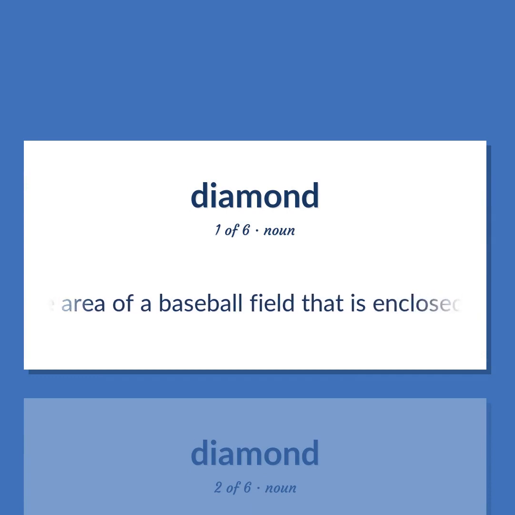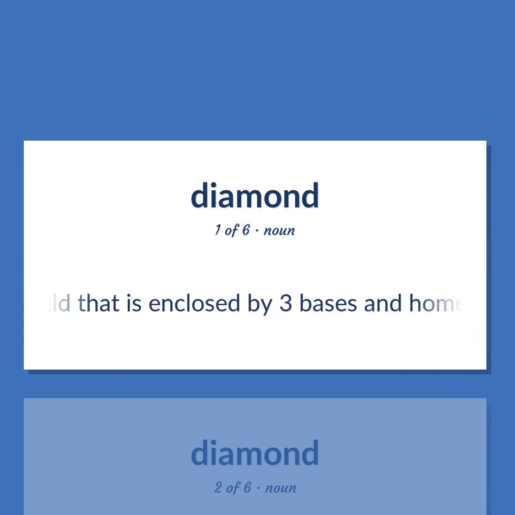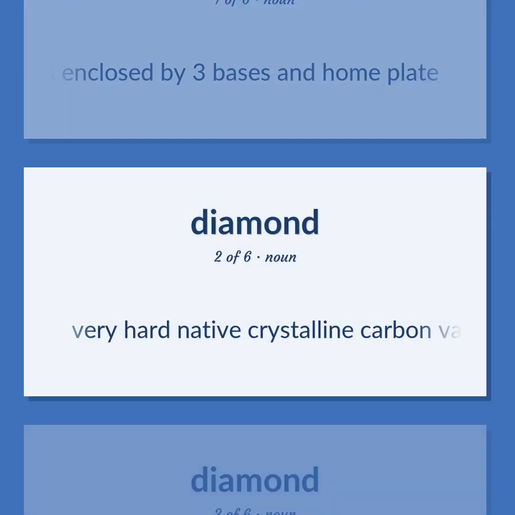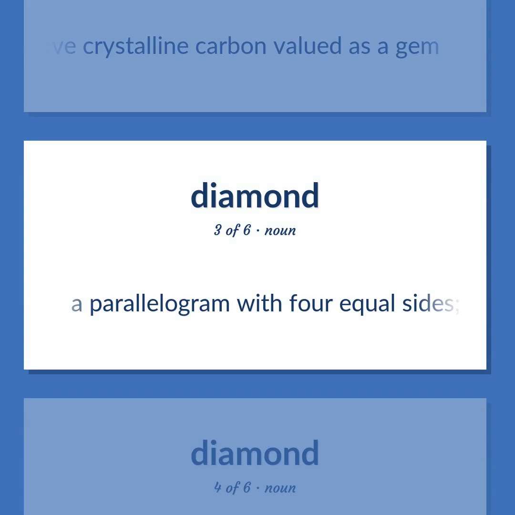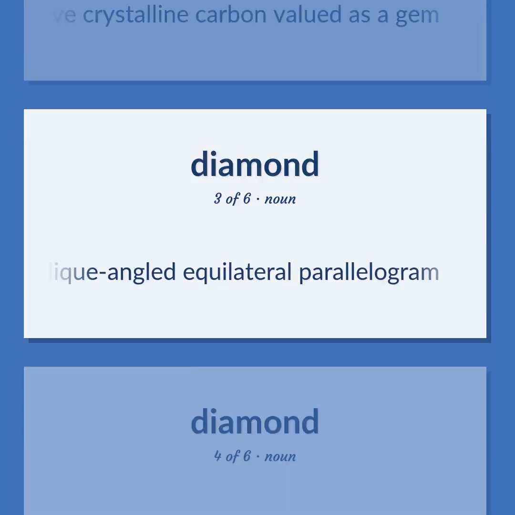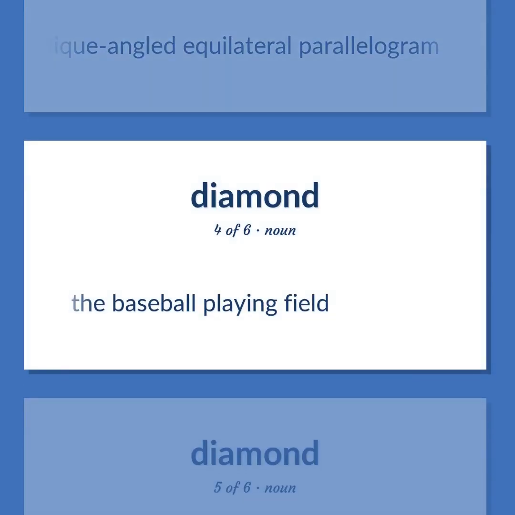The area of a baseball field that is enclosed by three bases and home plate. Very hard native crystalline carbon valued as a gem. A parallelogram with four equal sides, an oblique angled equilateral parallelogram. The baseball playing field.